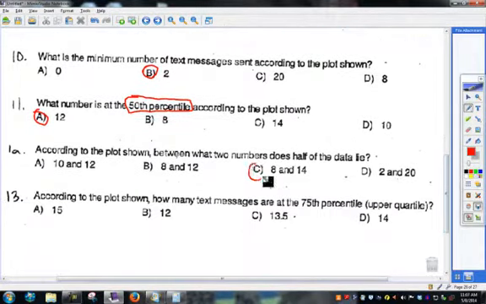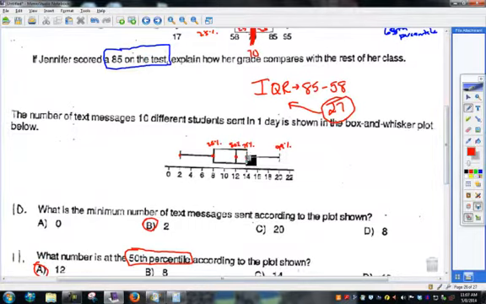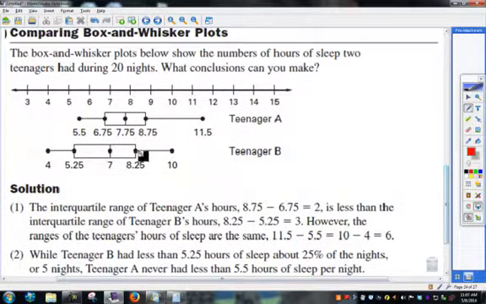Letter C. According to the plot shown, how many text messages are at the 75th percentile? So again, the 75th percentile would be 14. You guys all seeing how this works? Percentiles. If I go back to here, this is the 25th percentile. This is the 50th percentile. This is the 75th percentile. So then this all the way here would be the 99th percentile, and I guess this would be the 1st percentile.